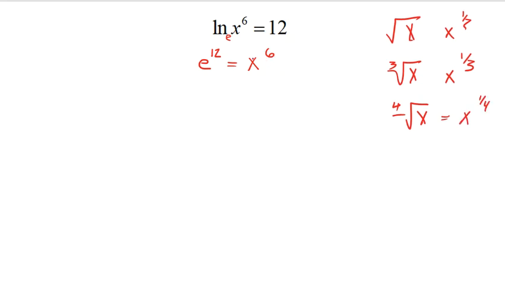So a 6th root is the same as using a 1/6 power, which actually makes sense because now if you have a power to a power, you multiply and you just get x. But you got to make sure you do it to both sides. So essentially I'm taking the 6th root of both sides or raising it to the 1/6 power.